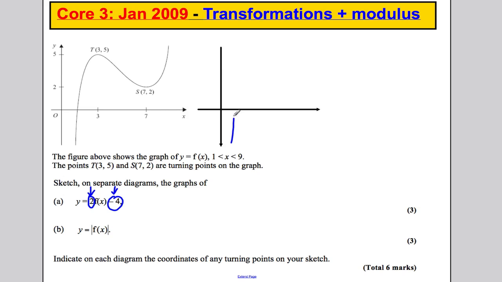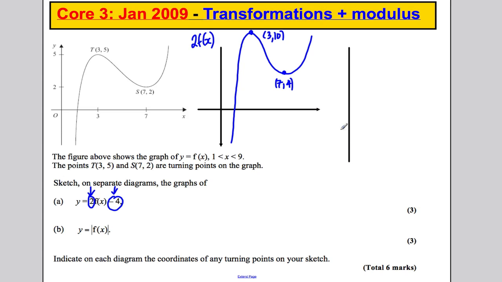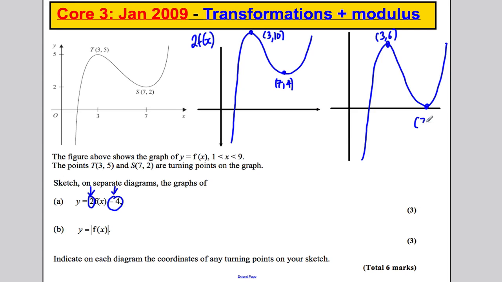So this one here would double up here and come down here and be double over here. So that point there would be the point 3, 10, and this point here would be the point 7, 4. This is a stretch by 2 in the y direction, and that would be equal to 2 f of x. Now, having done that, we want to do a translation by negative 4 units in the y direction. So everything will be pulled down by 4 units. So it would still come up like this. However, this point here would now be 3, 6, and this point here would now be 7, 0. And that would be 2 f of x subtract 4.